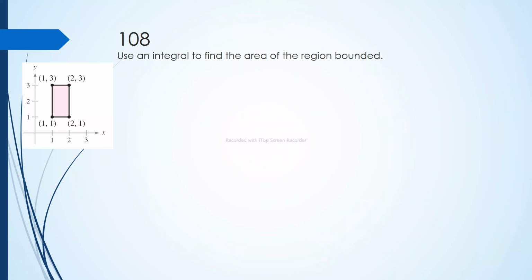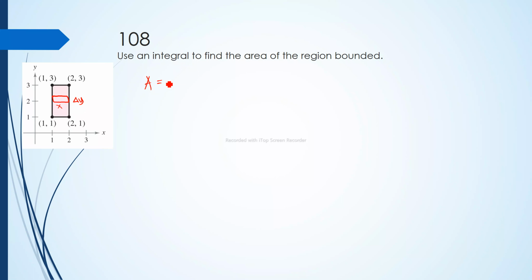How about this example number 108? Use an integral to find the area of the region bounded. So what would the integral be? We can use again the horizontal or the vertical. So let's say we just use the horizontal. Therefore, this is our delta y, and then this is just the x.